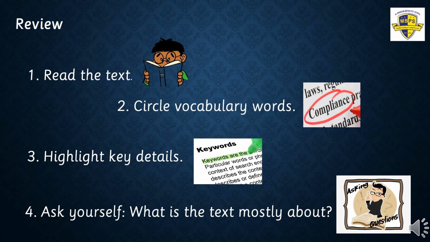Okay students, now let's review our topic. What do we do when we annotate a text? The first point is that we read the text. We circle any new vocabulary words that we come across. We highlight key and important details from the text. And we always ask ourselves this question, what is the text mostly about?